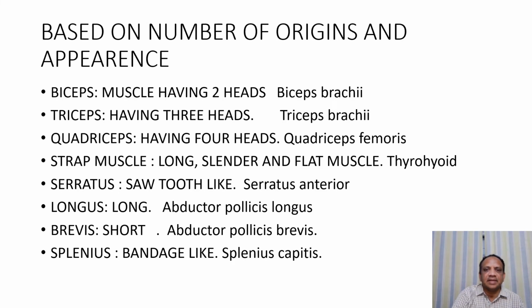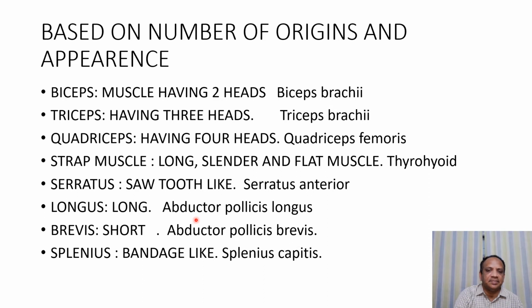Now you can see names based on the number of origins and appearance. At the origin, if two heads are present, that is called biceps, and these are examples of those muscles. The triceps have three heads, the quadriceps have four heads. Strap muscles are long, slender and flat muscles. Serratus means sawtooth-like; examples are serratus anterior and serratus posterior. Longus means the muscle is long; an example is abductor pollicis longus. Brevis means short: abductor pollicis brevis.